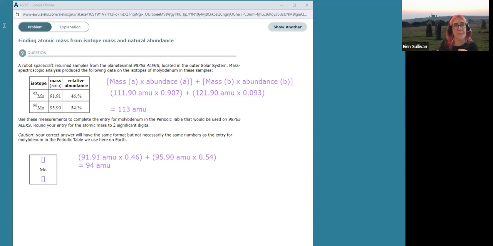Okay, so just remember, if you had more than 2 different isotopes, you'd have to include each different isotope. There could be 6, right? So just make sure you convert the relative abundance into a decimalized percent and you're golden.